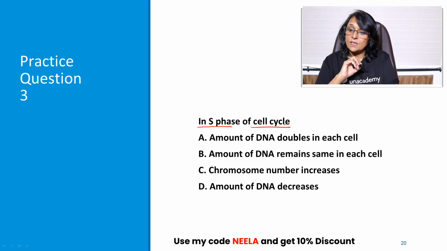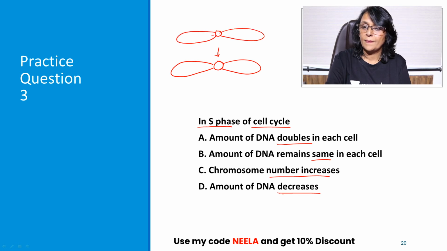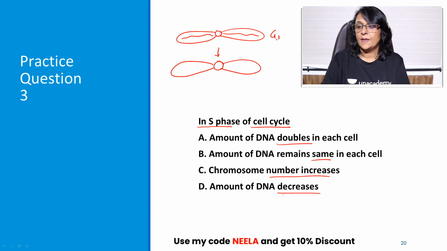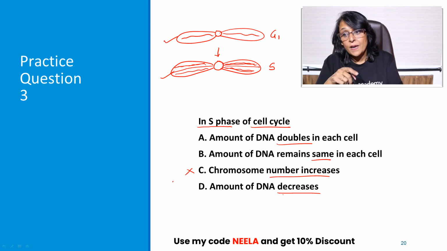The amount of DNA doubles in each cell, the amount of DNA remains the same, the chromosome number increases, or the amount of DNA decreases. Which out of the four do you think has happened in S phase? This is the chromosome in G1 and this is the chromosome in S phase. So there is the original DNA, there is a copy DNA, and sister chromatids, original DNA and copy DNA. Has the number of chromosomes changed? This was one, this is the same one. So the number of chromosomes cannot increase. There is DNA replication, so there is no chance of a decrease in the DNA count.